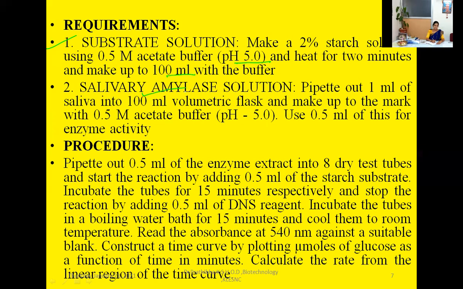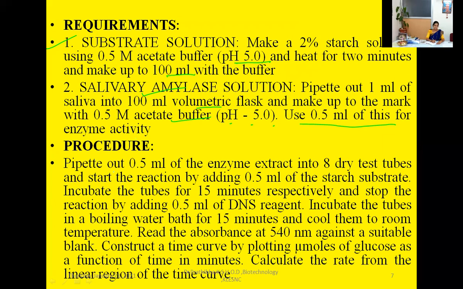You are going to pipette out 1 ml of the saliva into a 100 ml standard volumetric flask, and make up to the mark with 0.5 molar acetate buffer of pH 5.0. Then from this you are going to take 0.5 ml for enzyme activity. As there is a pandemic situation of the COVID-19 virus, instead of taking saliva from any person, we are going to use the enzyme known as diastase. That diastase will be taken as the enzyme sample.